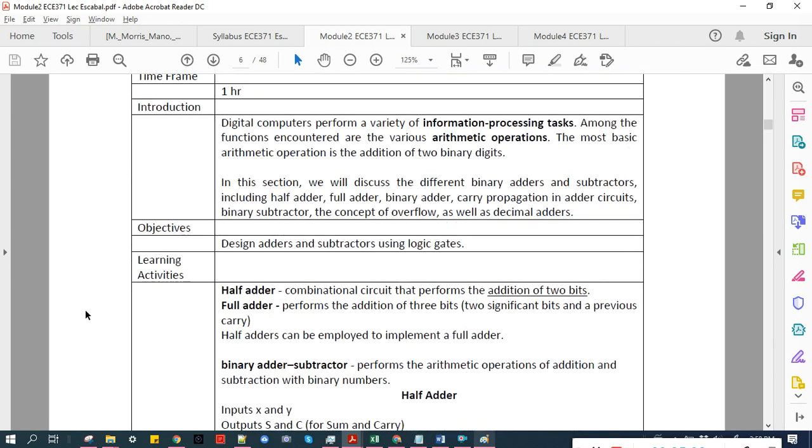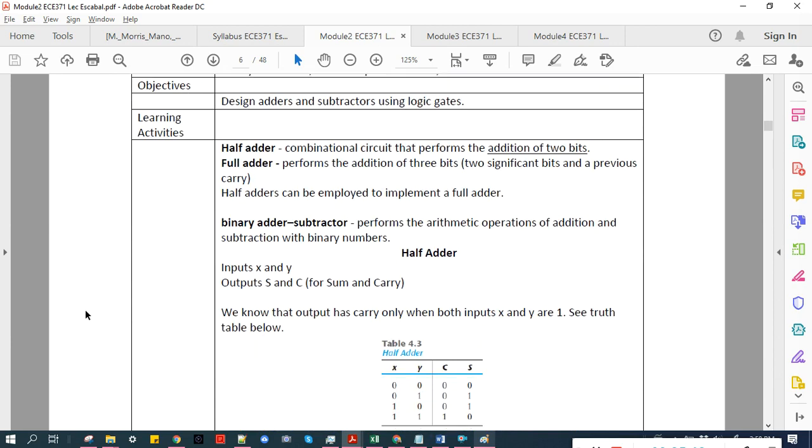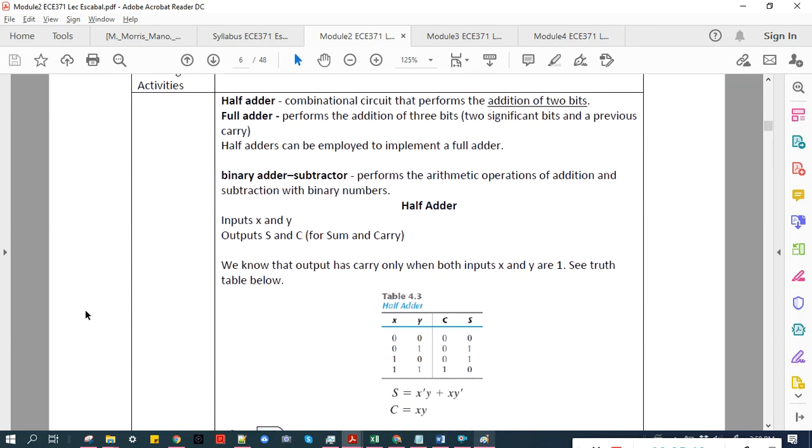So let's discuss what is a half adder. This is a combinational circuit that performs the addition of 2 bits, while a full adder performs the addition of 3 bits, 2 significant bits and a previous carry.